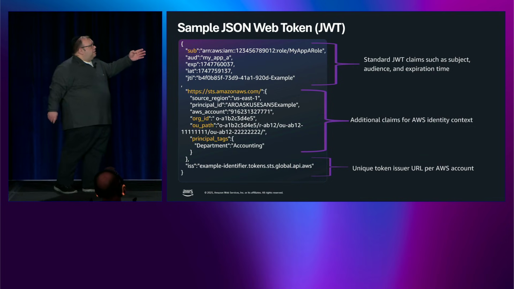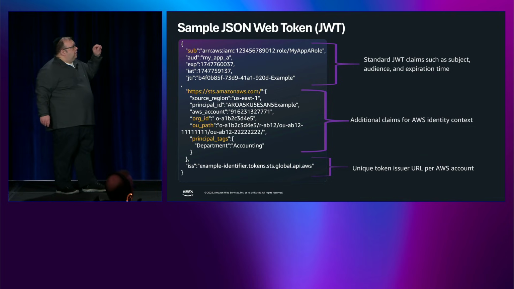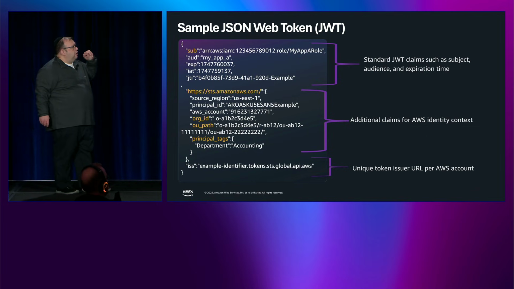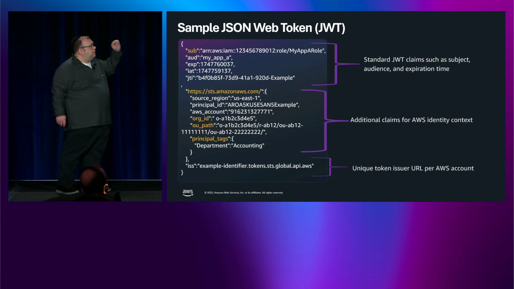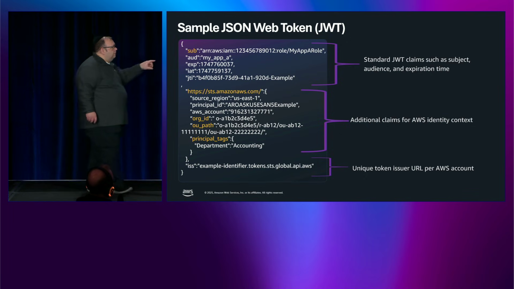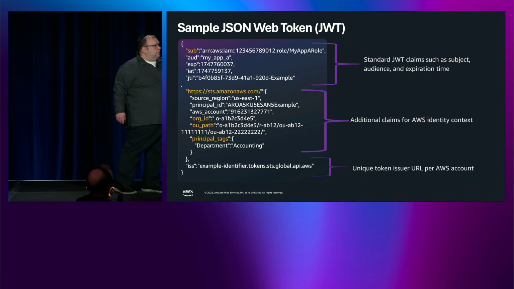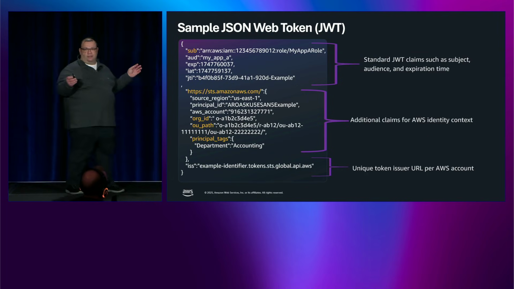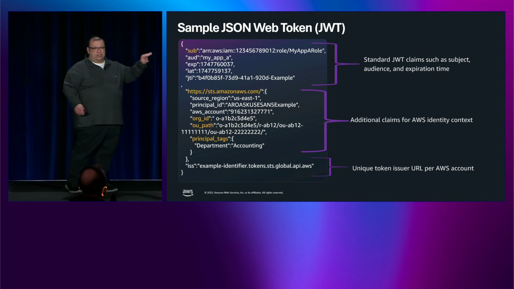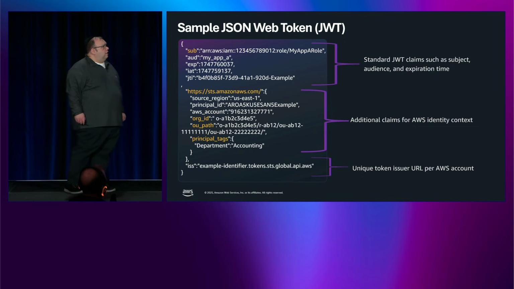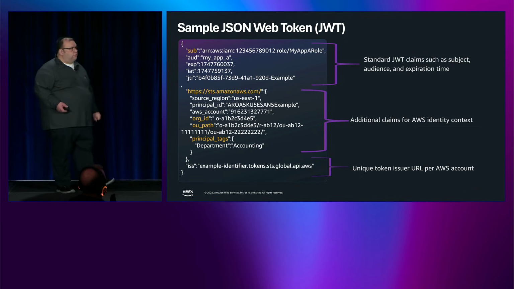This is an example that I mentioned. If you take a look at some of the things that we're putting in as claims in the identity context, you can see the org ID, you can see the OU path, you can see the principal tags. Really proud of the fact that we have a unique token issuer URL per AWS account. So it's not for the entire AWS cloud. This is an issuer URL just specific to your AWS account. So we're really excited to see how customers will use that.